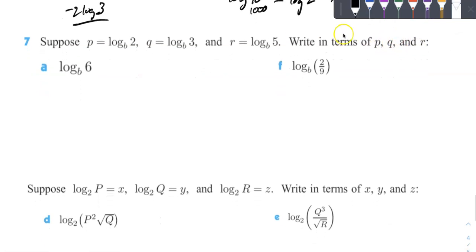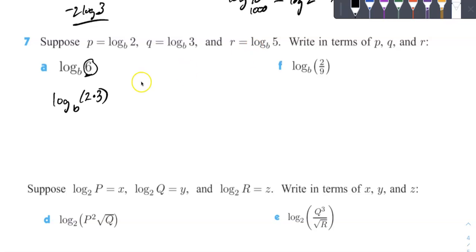Next one, suppose P equals log B of 2 and Q equals log B of 3 and R equals log B of 5, right, in terms of P, Q, and R. So this is actually one that IB loves to do. So let's look at this first one here to get the idea across. I have a 6. Remember, I can only use 2, 3, and 5. So 6 I could write as log B of 2 times 3.